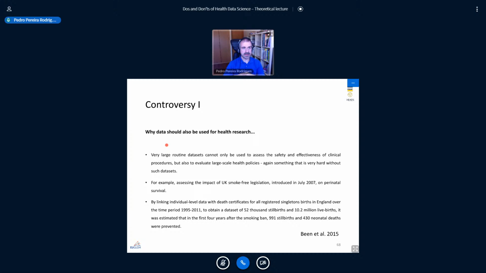Also, there are very large data sets that not only can be used to assess safety and effectiveness of clinical procedures, but also to evaluate large-scale health policies. Imagine this example: you want to assess the impact of the UK smoke-free legislation that was introduced in July 2007 on perinatal survival. By linking individual-level data with death certificates for all registered singleton births in England over the time period between 1995 and 2011, you obtain a data set of 52,000 stillbirths and 10 million live births. And it was estimated that in the first 4 years after the smoking ban, almost 1,000 stillbirths were prevented and more than 400 neonatal deaths were prevented. And this could only be done by looking at this immense data set collected over a long period of time.